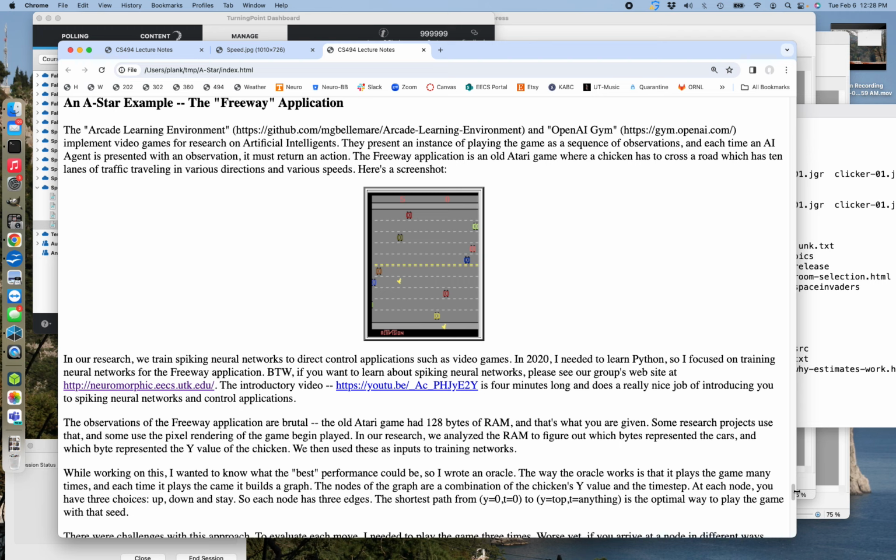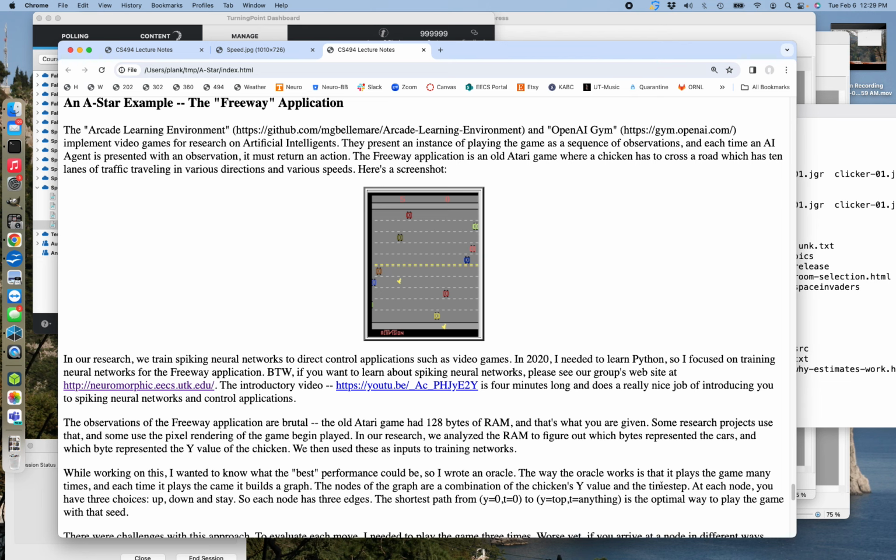Basically my graph is going to have two things on it: Y value of the chicken, and time step. And now I have a shortest path problem. What is the shortest path from the bottom, time 0, to anything on the top? My shortest path length is going to be my optimal chicken.